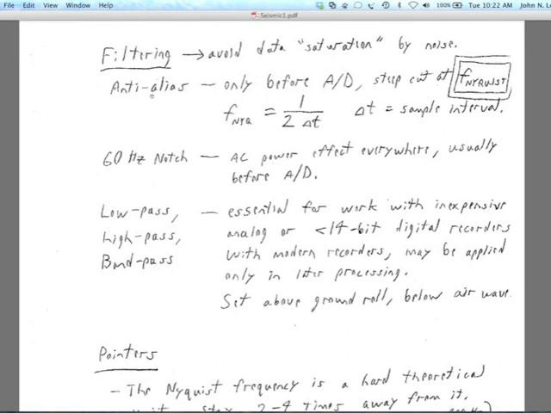Okay. Now, we use a process of filtering, usually in displaying the data. If there's a lot of high-frequency noise in the area, you might need to do some filtering before analog-to-digital conversion, and so the instrument has to do that.